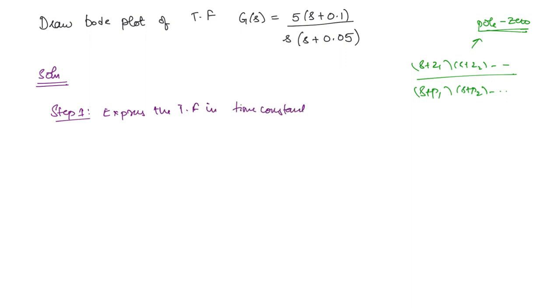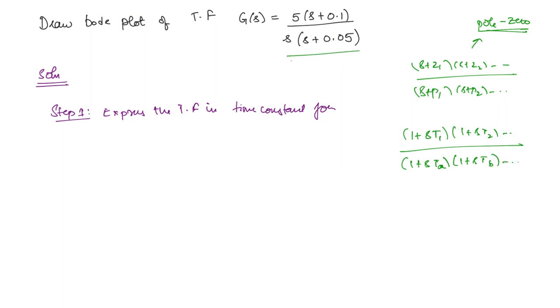So how will you write in time constant form? What is the time constant form? When you write as 1 plus s into t1, 1 plus s into t2 and so on. And in the denominator you can use a different subscript, 1 plus s into ta, 1 plus s into tb and so on. Okay. So now this function that we have, if you write in the time constant form, what are you going to get?